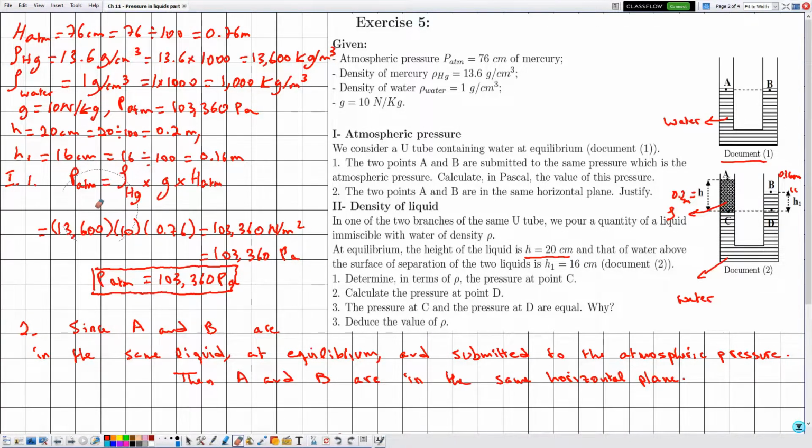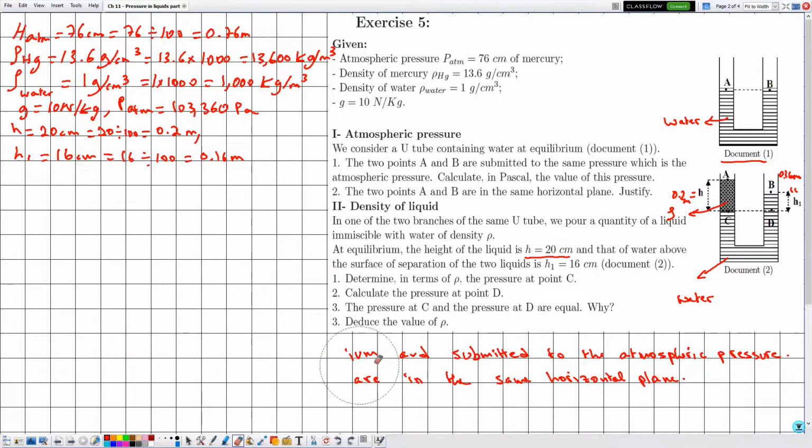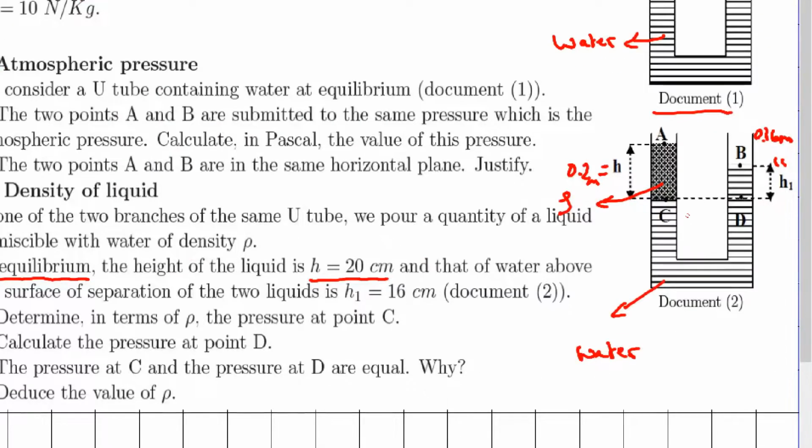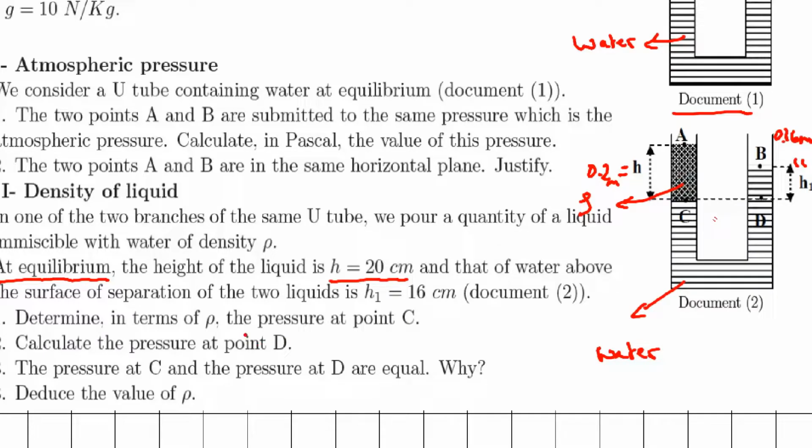Let me make some space here. So we are in part 2. Number 1. So for sure it is at equilibrium. Number 1, determine in terms of rho the pressure at the point C, and here by the pressure they mean the total pressure. So it's not the pressure due to the liquid nor the pressure due to the atmosphere, but however the sum, which is the total pressure.